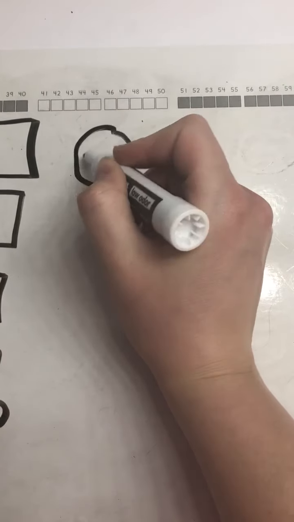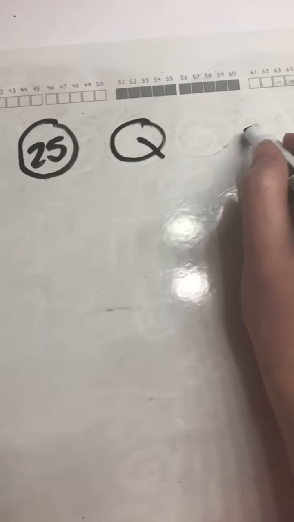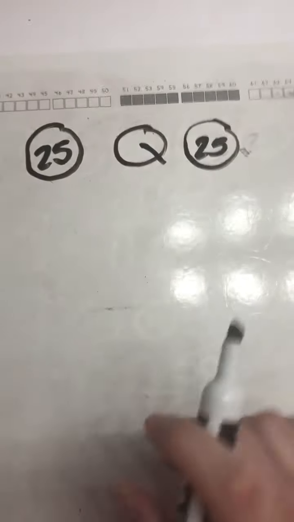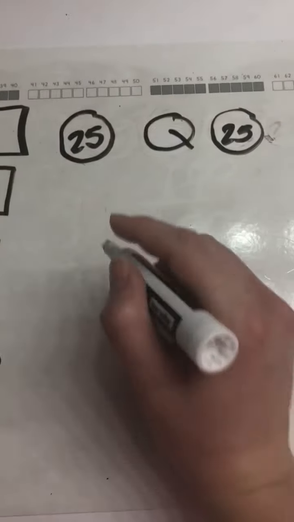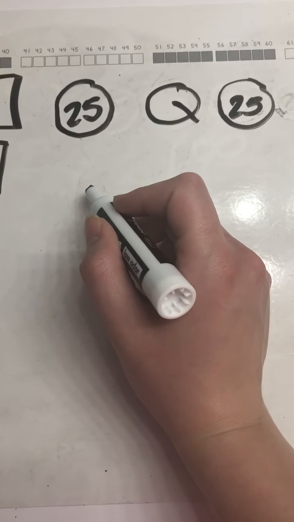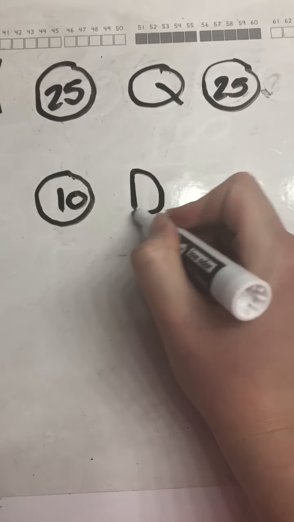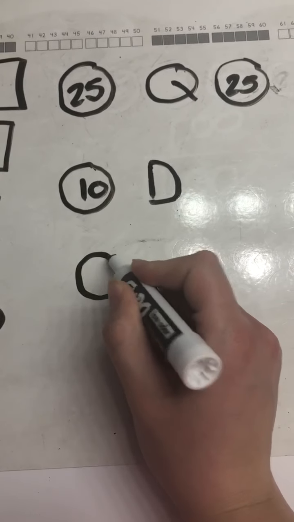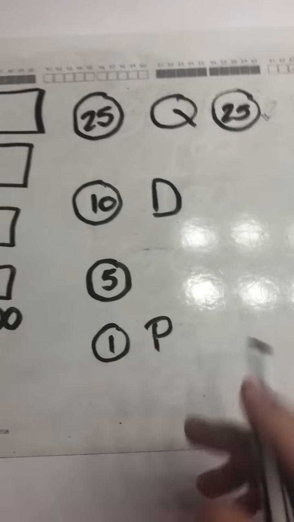Now let's do 3 quarters. Let's draw them out. Remember, you can just put a Q if you want to make it more tricky, or you can draw the circle for the coin and write 25 in it. Okay. I'm going to mix mine up. So I have 3 quarters. Let's do 2 dimes. Dimes are 10 cents, or you can do a D for dimes. I'm going to mix it up again. 1 nickel and 2 pennies. I'm going to do 1 and 1.